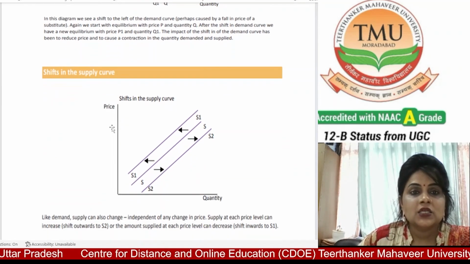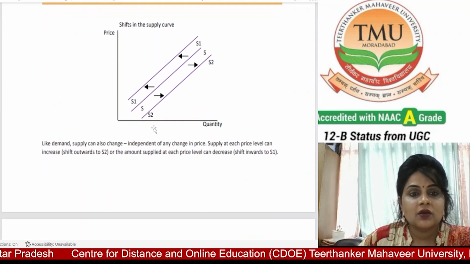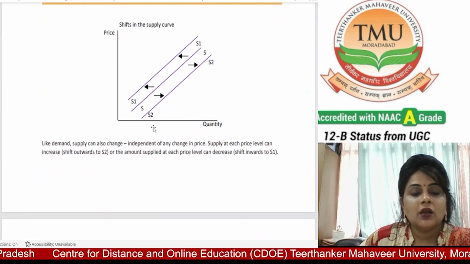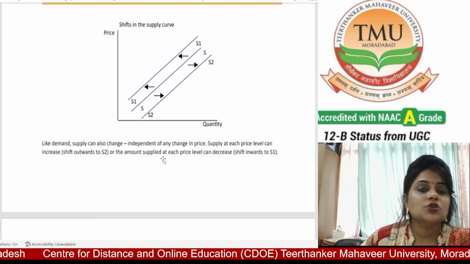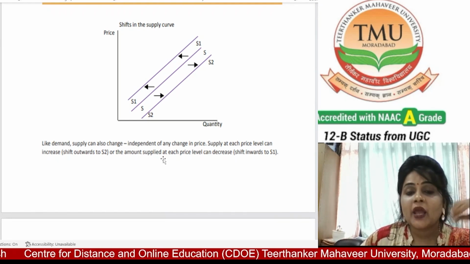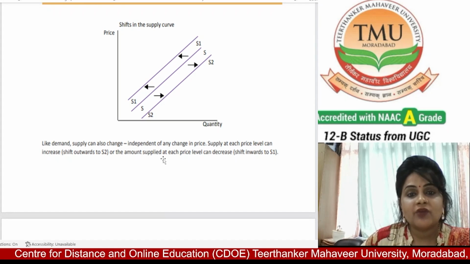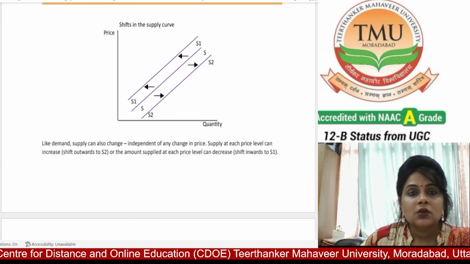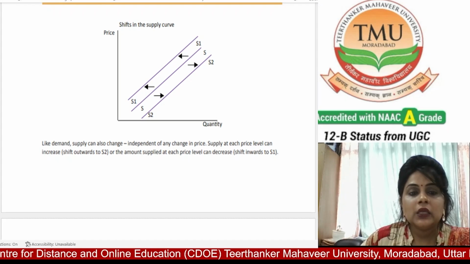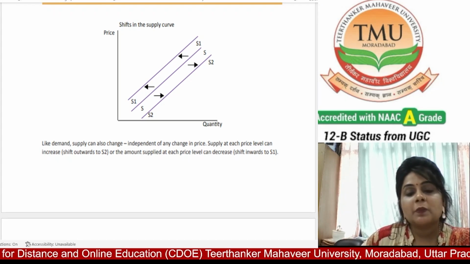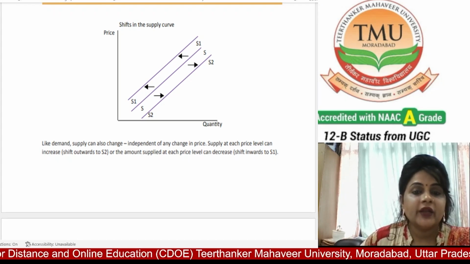Now we see a shift in the supply curve. Like the demand curve, supply can also change independent of any change in price. Supply at each price level can increase, shifting outward, or the amount supplied at each price level can decrease.